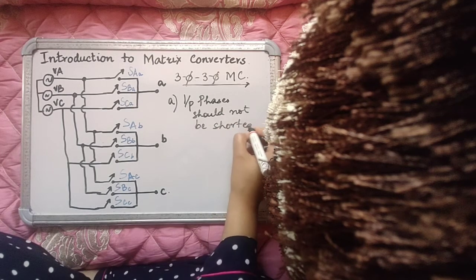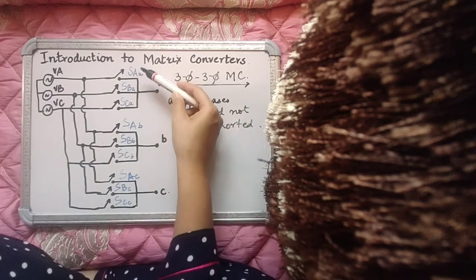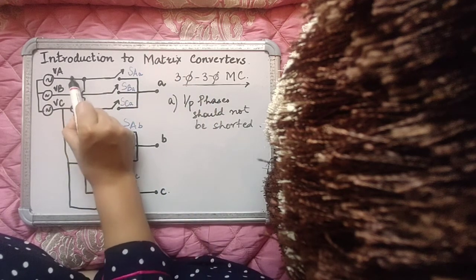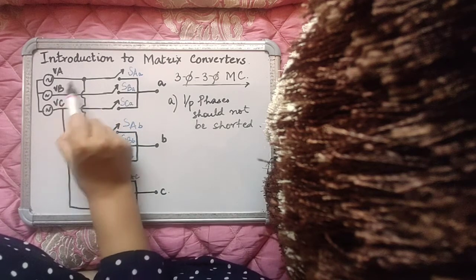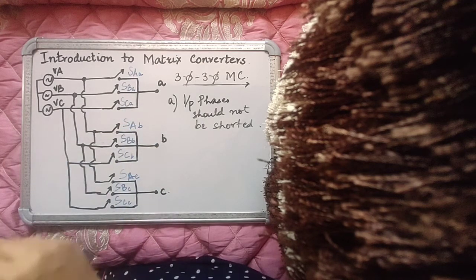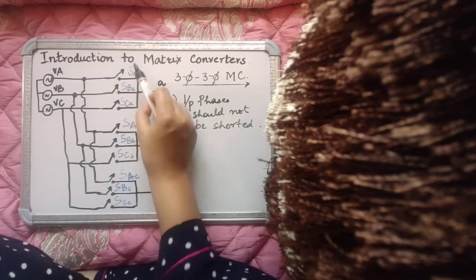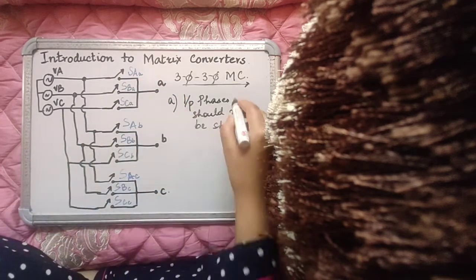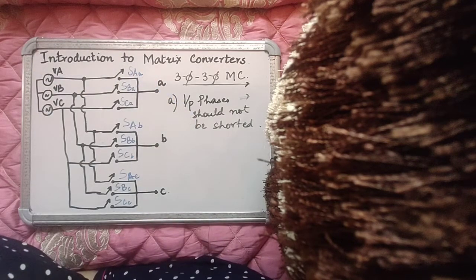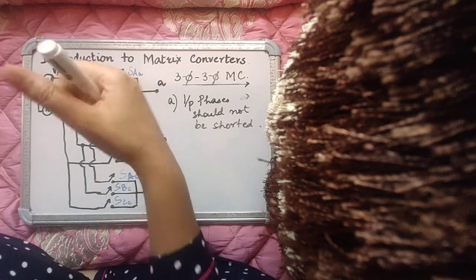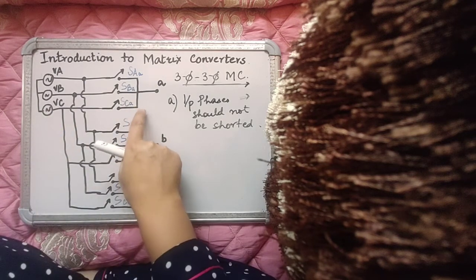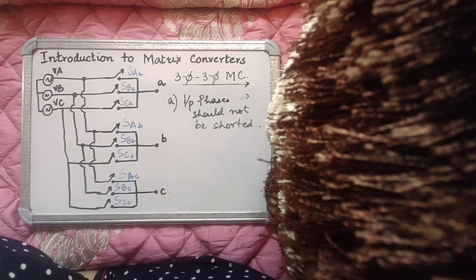For instance, I switch on SAA as well as SBA, which means that the two input phase voltages VA and VB have been shorted by means of these two devices. So that's like a dead short circuit condition. It will cause a lot of current to flow through the converter and the devices will get damaged, of course. So this condition has to be avoided, which means that in any group at a time only one device has to conduct, right? So only SAA or SBA or SCA has to conduct, which means that only one device will conduct in each group. Similarly for group B and similarly for group C.